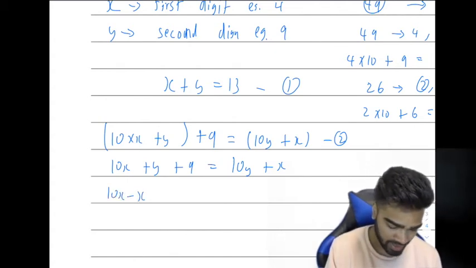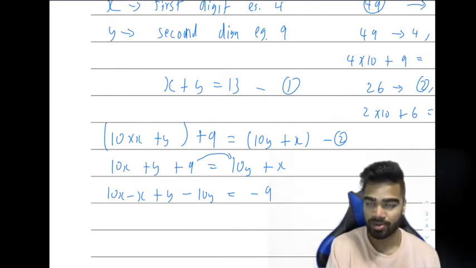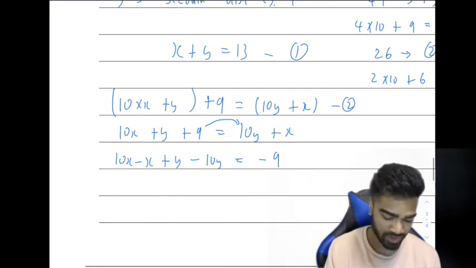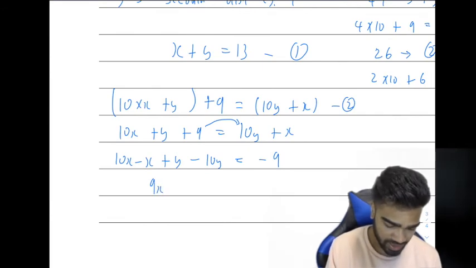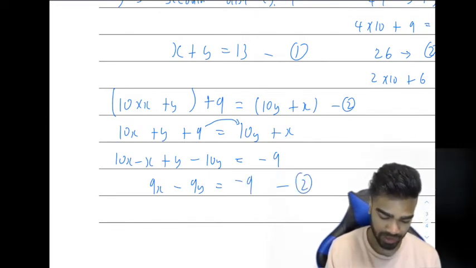So I have 10x minus x, because I took the x to the left side, and then plus y minus 10y, and then I'm going to take a 9 to the right side, so it's negative 9. So I took all the variables to the left and numbers to the right. 10x minus x is 9x, y minus 10y is negative 9y, is equal to negative 9. Okay, so that's equation number 2.